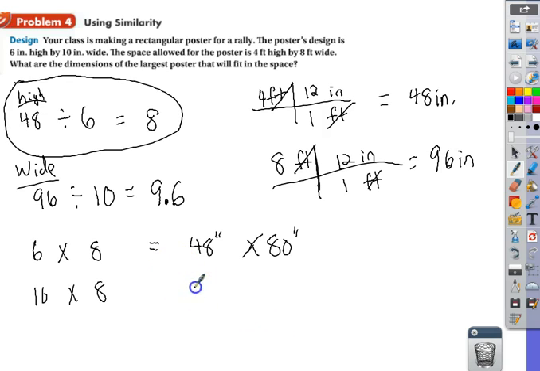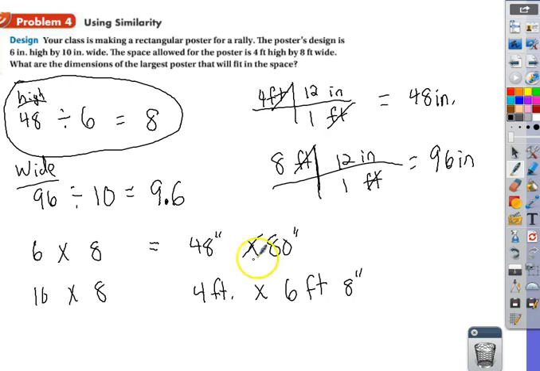So changing it back to feet, it's 4 feet by 12 will go into 80 6 times. And then the remainder was 8. So it'll be a 4 foot by 6 foot, 8-inch poster.